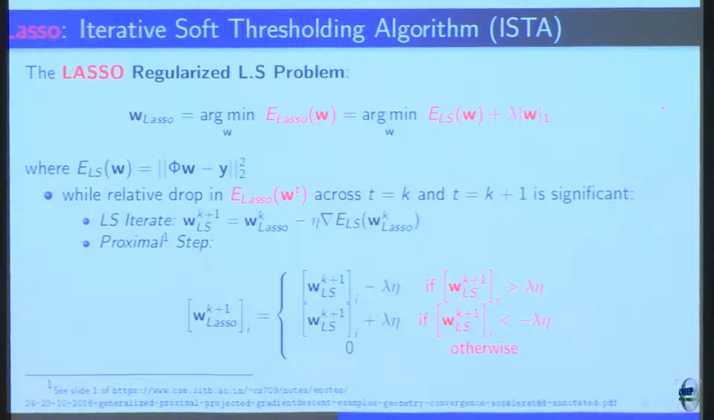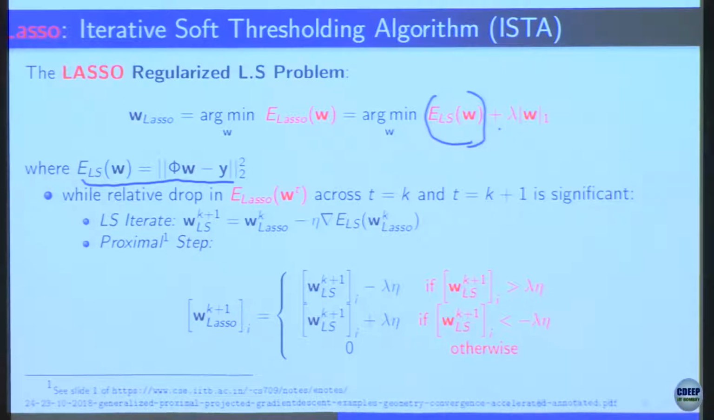What you do in Lasso, first of all, you realize that Lasso has this least squares objective, and in addition the one norm on W. So you keep iterating till, let's say, the relative drop in the error across two iterations k and k plus 1 is not significant. Keep doing this until that happens. You could also look at other criteria, but this is one.